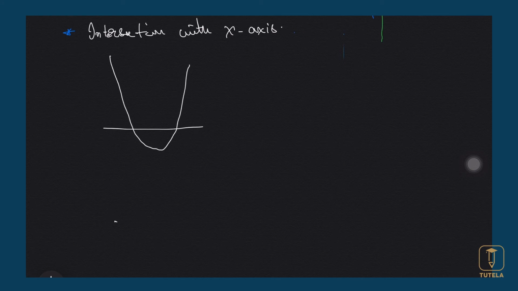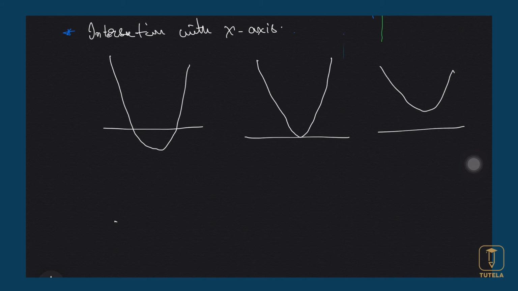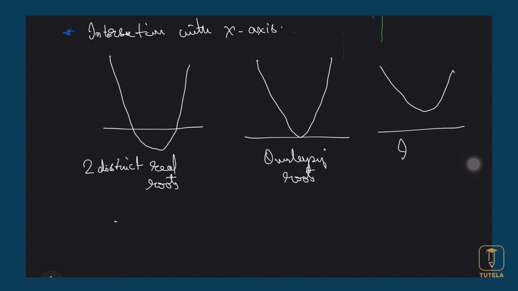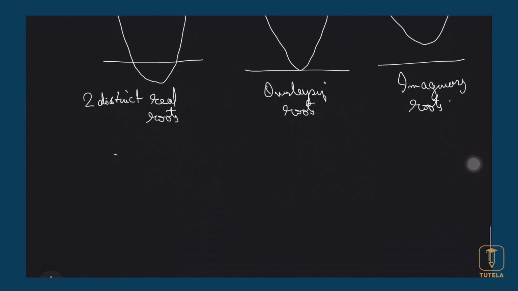intersecting the x-axis, touching the x-axis, or not passing it at all. We call the first case two distinct real roots. We call the second case overlapping roots. We call the third case imaginary roots. So for these to happen, we just focus on the discriminant.